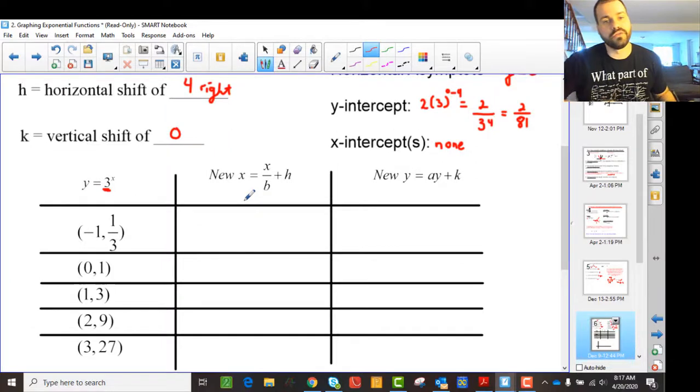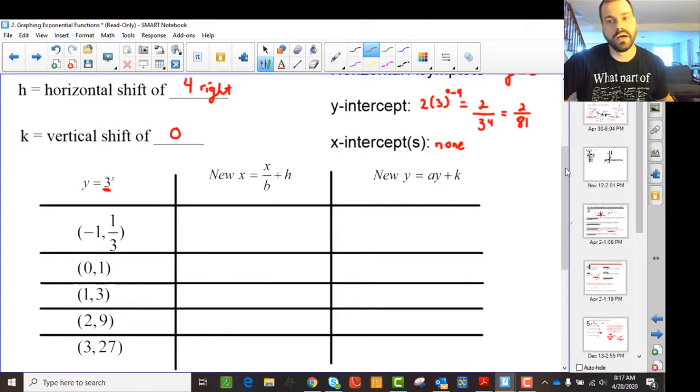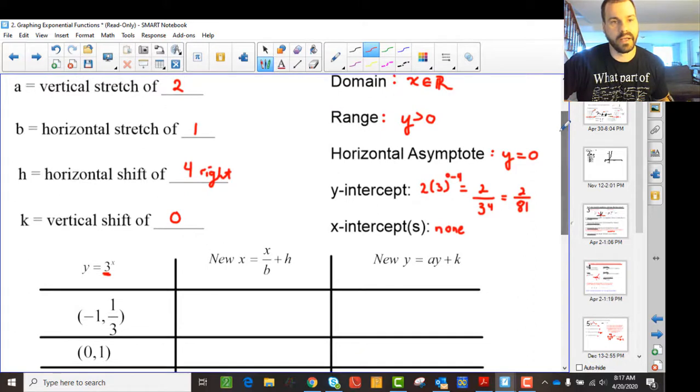And then all we're going to do to find out where our new x value goes, we're going to take x, divide it by b, and add h. So in this instance, b is 1, right? And h is 4. So we're going to go x divided by 1 plus 4. And then we're going to take ay plus k. That's going to find us our new y. So our a is 2, so we're going to have 2y plus, and then k is 0.